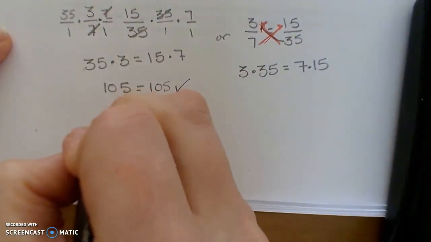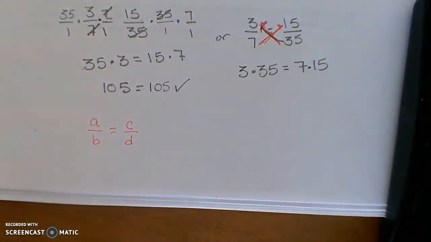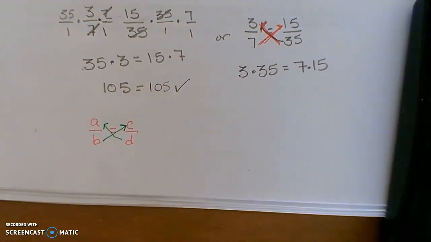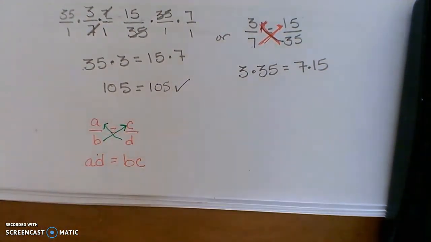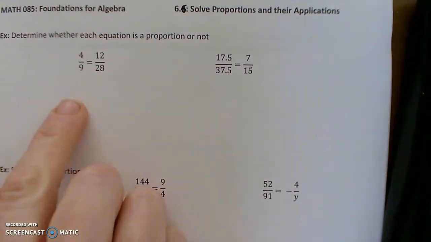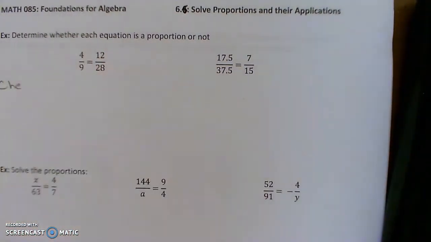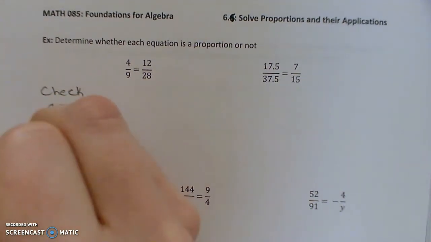And in general, we can say A over B equals C over D. If this is your proportion, you can form those cross products. Say AD should be equal to BC. Right? And this will be our shortcut for solving proportions. We solve proportions if we're given all the information except for maybe one value, and we can solve for that value. So let's determine if each one of these is a proportion. We'll determine that by checking the cross products.